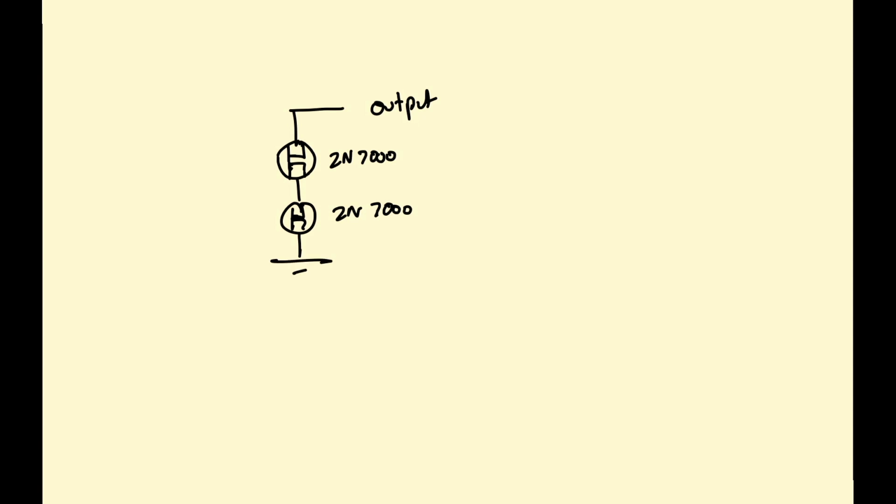Okay, so let me sketch just the in part of the circuit. Okay, so we have output, and then we have our two transistors, and these are 2N7000s. Like so. Okay, so this is only half of the circuit, yes?